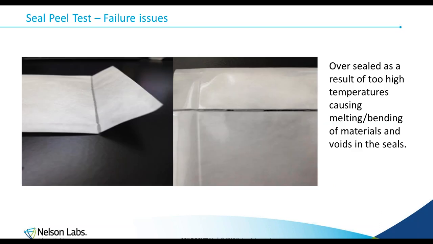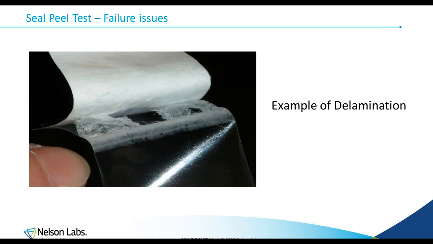Here's an example of an overseal, which causes issues when it comes to packaging. As you can see, overseals are a result of too high temperatures, causing melting, bending of material, and voids in the seal. Here's an example of delamination. It's not necessarily failure, but it's often rejected in the operating room, and it can result in dusting.